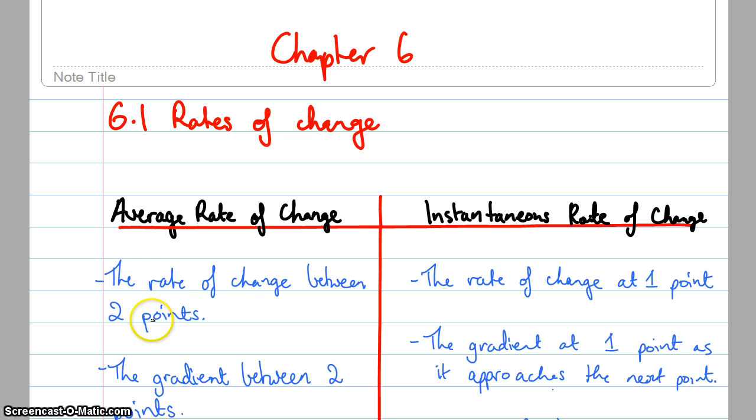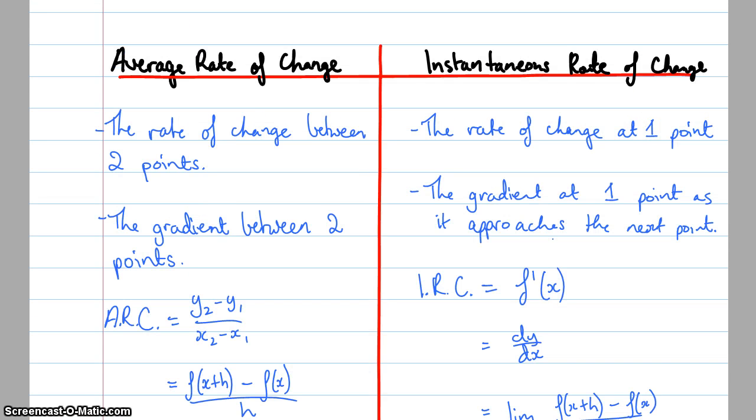It's the rate of change between two distinct points, and the way that we can work that out is by using the gradient between 2 points. Or doing y2 minus y1 over x2 minus x1. Or another way of putting that is f of x plus h minus f of x over h. Now this is not the limit one that we've looked at before. This is just when h is a number, any number. The limit one is more the instantaneous rate of change.